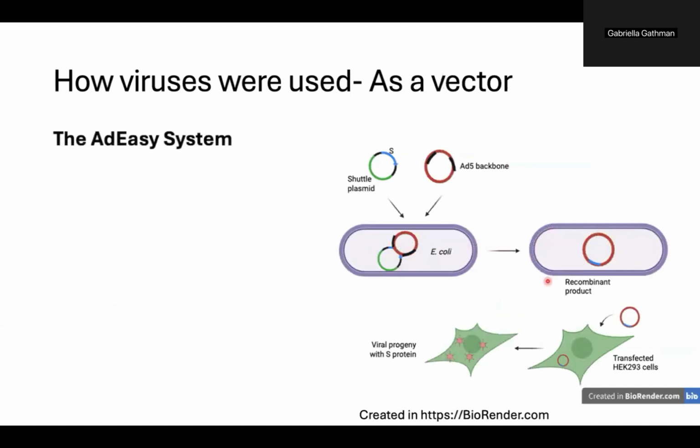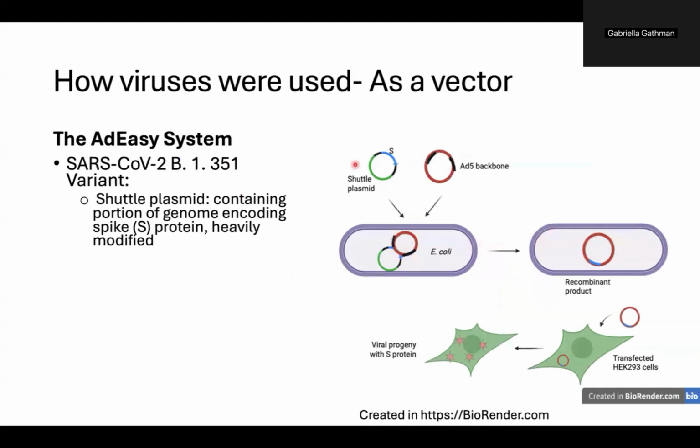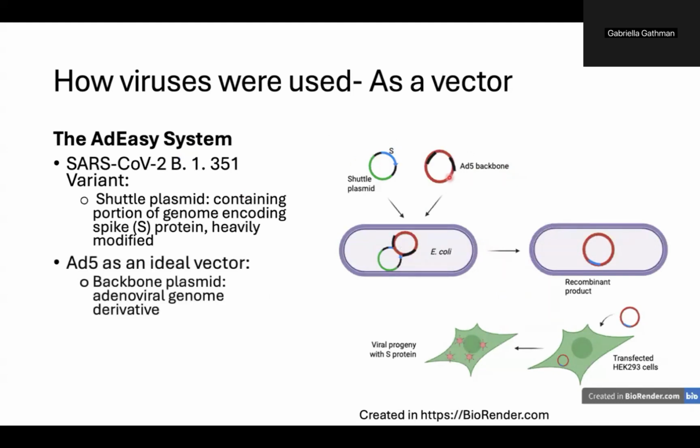To my right is a figure that in a rudimentary fashion displays the AdEasy system, which was used by the people in this publication. In this system, there is a shuttle plasmid that contains the genome portion that encodes for the S protein, flanked with homologous regions, and these regions are homologous to the Ad5 backbone, which is an adenoviral genome derivative that is attenuated and is not fully infectious. When both of these plasmids are in a host cell, in this case E.